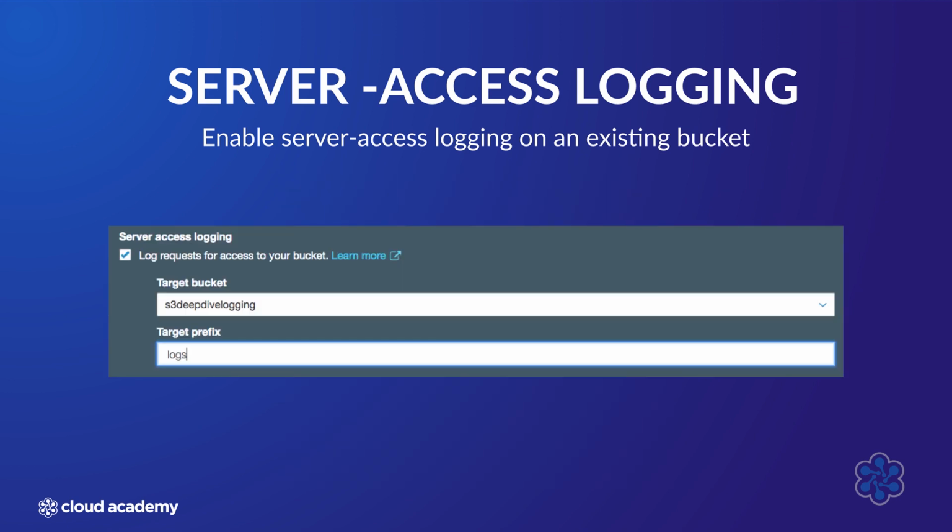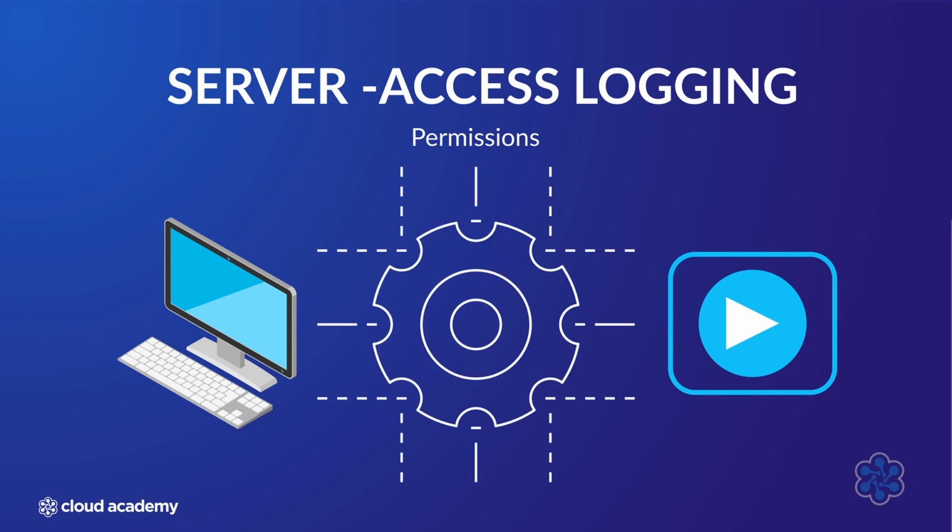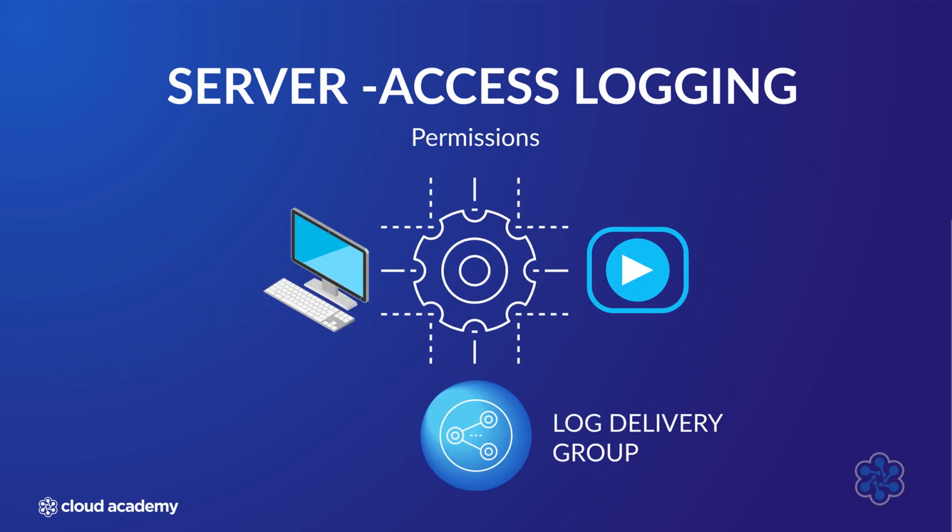Additionally, you can also enable logging on your bucket during its creation. Again, you must select a target bucket and an optional prefix. To allow S3 to write access logs to a target bucket, it will, of course, require specific permissions. These permissions will require write access for a group known as the Log Delivery Group, which is a predefined Amazon S3 group used to deliver log files to your target buckets.